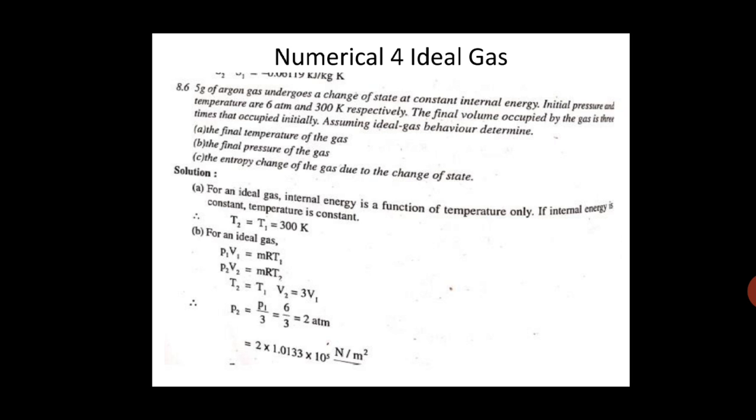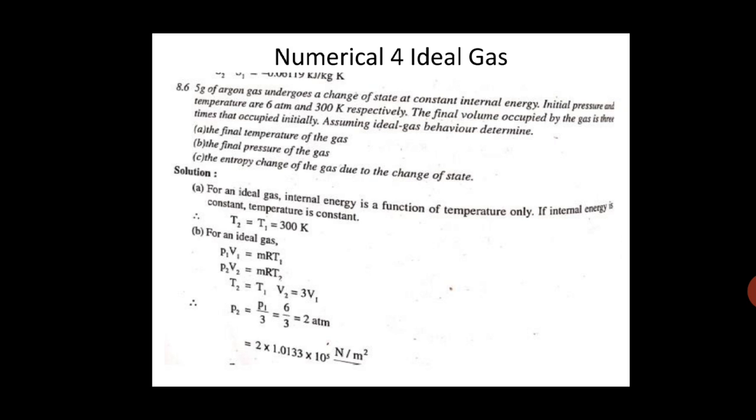So it is a very simple and straightforward relation. For an ideal gas, the internal energy is a function of temperature only. Here it is said that there is a change of state at constant internal energy. So if internal energy is constant, then the final temperature of the gas is equal to the initial temperature. That is T1 is equal to T2, that is equal to 300 Kelvin. So this answers the first part of the question. The second part is to find out the pressure.